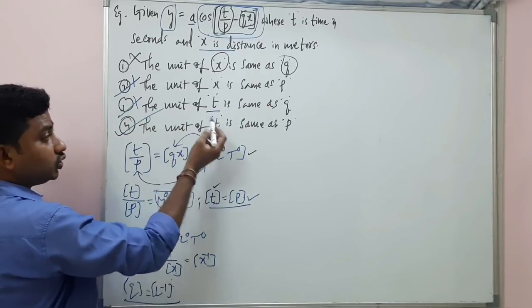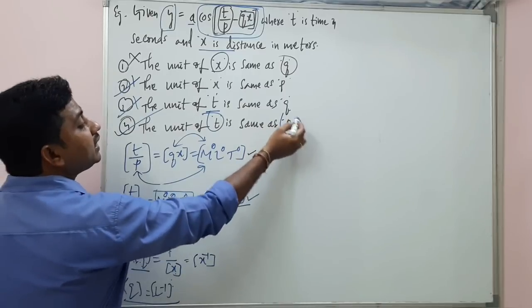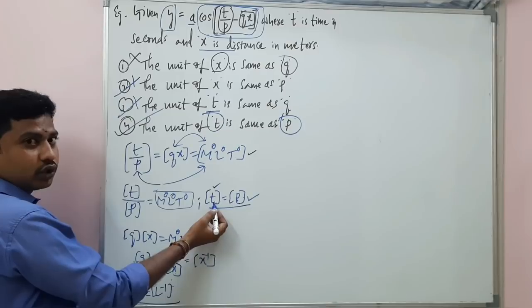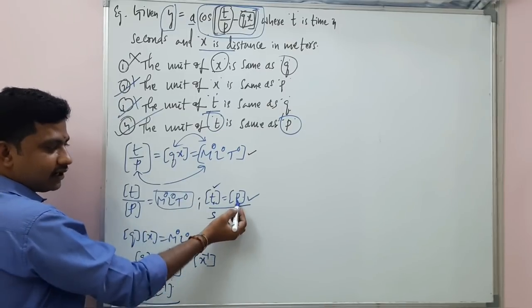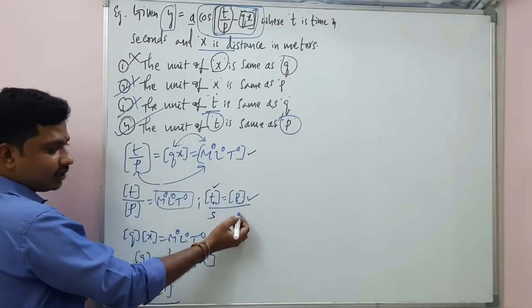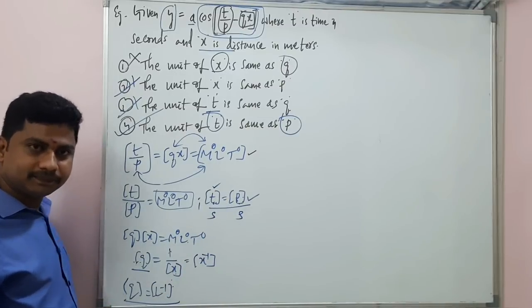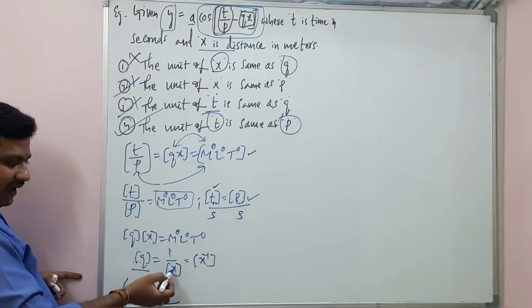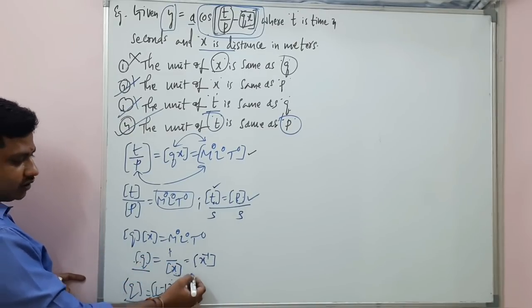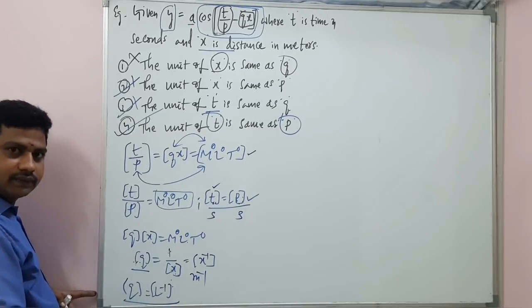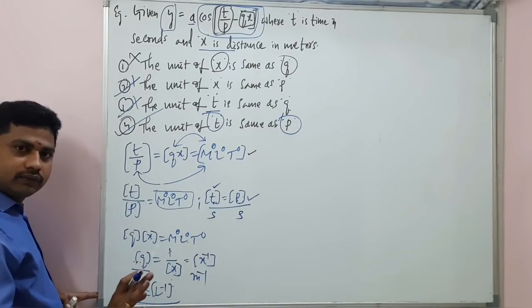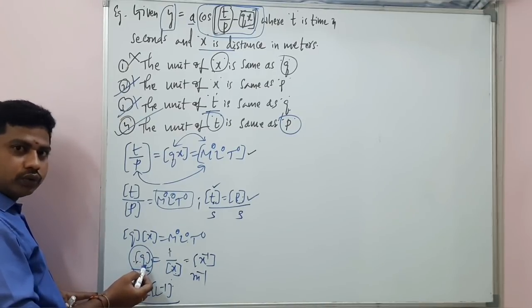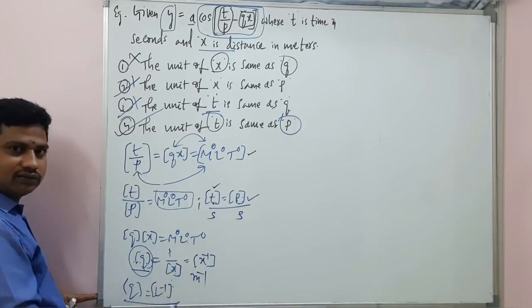Dimensions of the units of t is same as p. See, units of t is same as p. If it is time, units of time is second, and definitely as the dimensions are same, the units also will be same. Okay, but here 1 by x, that is 1 by meter, so that is meter inverse. Okay, clear? So dimensions of q, or units of q is this one.